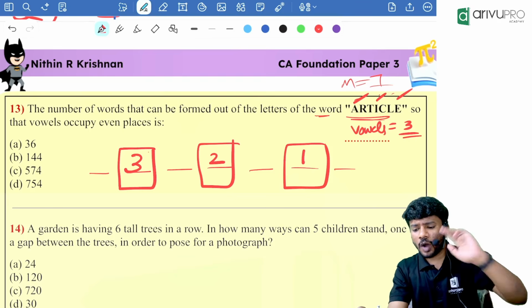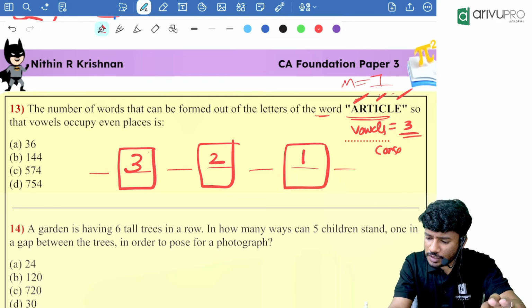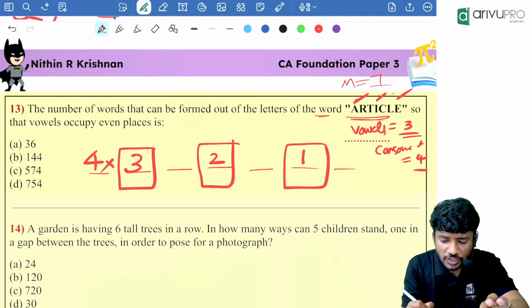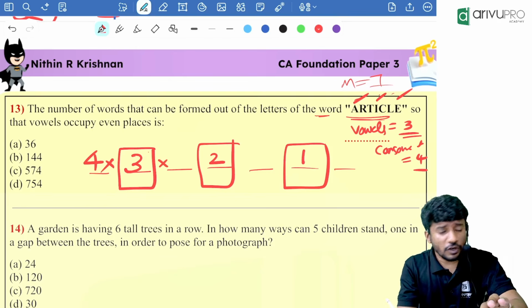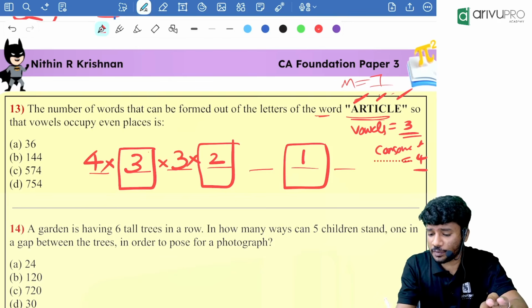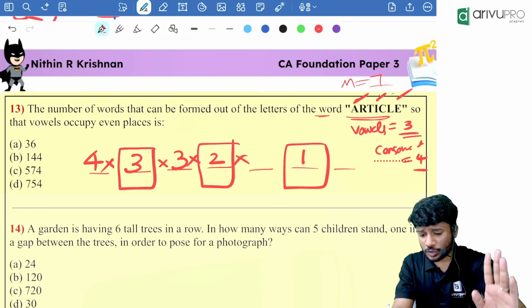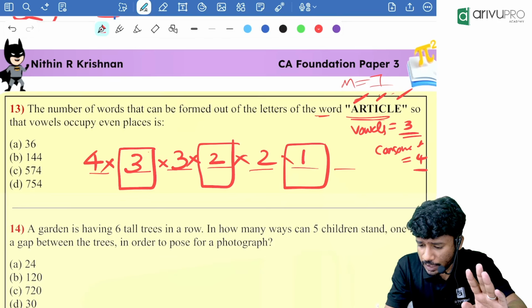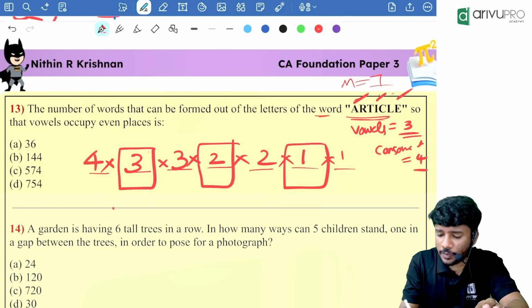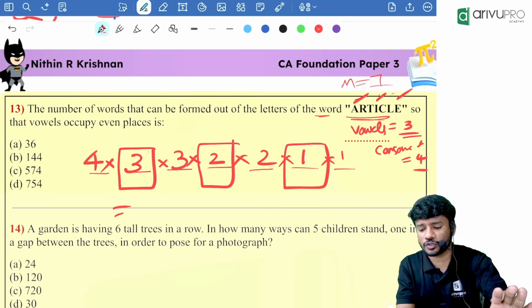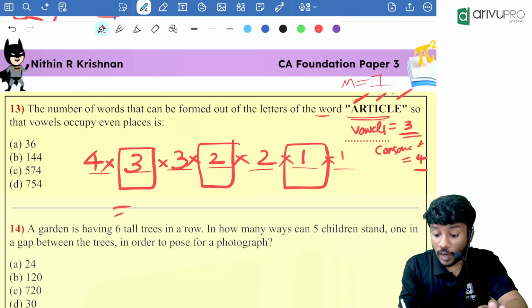Now people, how many consonants are there? 4 consonants are there. One of the consonants can sit here. Then if one has already sat, how many are remaining? 3 are remaining. If two have already sat, 2 are remaining. Finally, 1 is remaining. So 4 into 3 into 3 into 2 into 2. How much is it? 144.